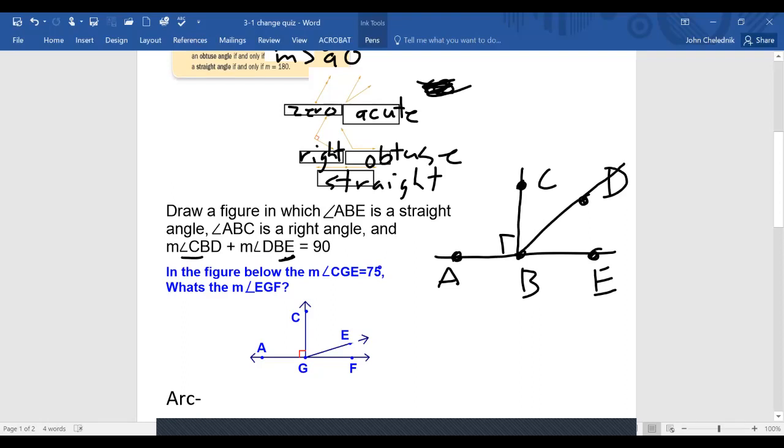And let's just check and make sure that works. So CBD plus DBE, that should equal 90. Yes, those two angles together would equal a 90-degree angle. Okay, so that's the correct picture right there.